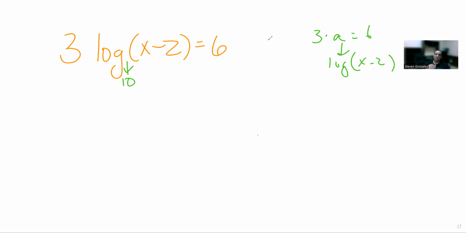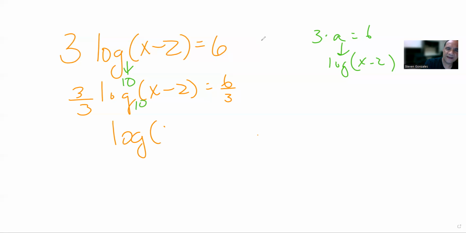Now, if you're going to work this problem, make sure you realize that, first of all, because there's 3 times a logarithm, it's way better to just divide both sides by 3. So I'm going to divide both sides by 3. And don't forget, it's base 10. Next thing you know, I'm going to have logarithm of x minus 2 is 2.